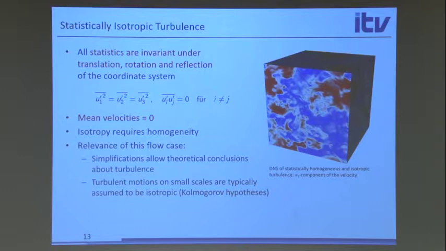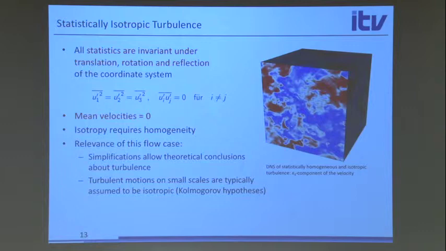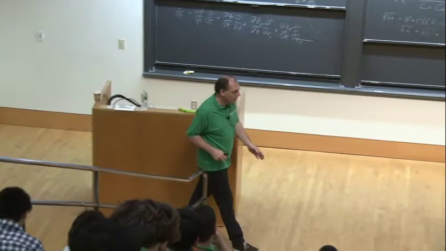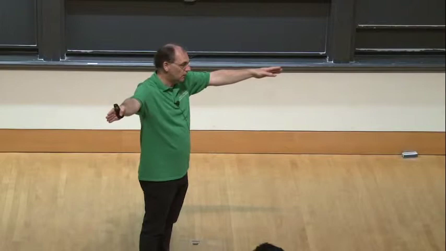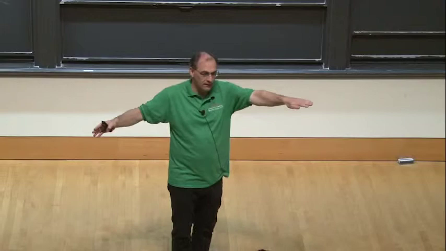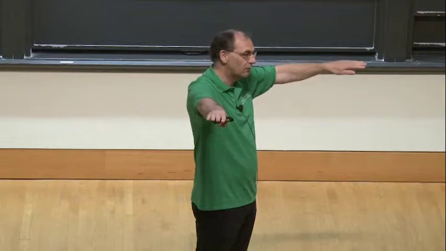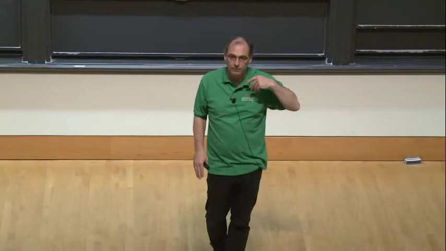And then a further restriction is what's called isotropic turbulence. Isotropic turbulence is the simplest form of turbulence, where we say all statistics are invariant under translation, so they are the same everywhere in the flow, and they're also invariant under rotation of the coordinate system. So if I measure velocity statistics of u, then it has to be the same as the statistics of v. In every direction in which I measure, the velocity component has the same statistics. That's what isotropic turbulence says.